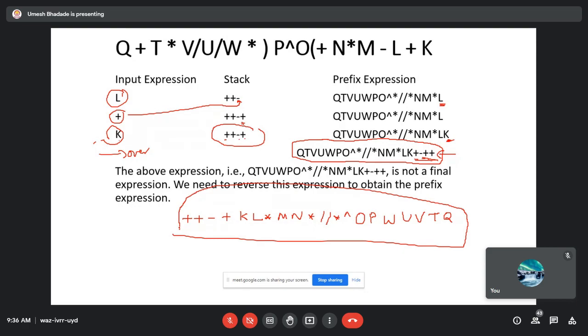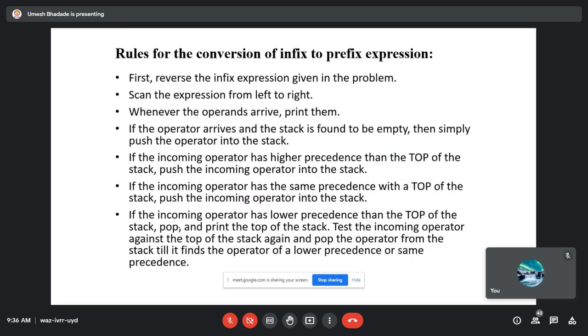So the process is very simple. I will just explain the algorithm, and then I will take one more example for better clarification, right? So what is the algorithm? Whatever expression is given, the first thing you have to do is reverse the infix expression. Then the expression will be scanned one by one from left to right. You have to keep in mind that you scan from left to right. And whenever an operand is there, you have to add it to the prefix expression.